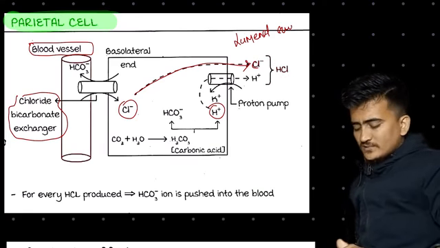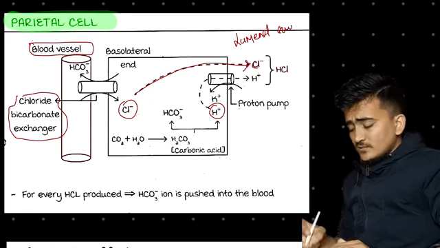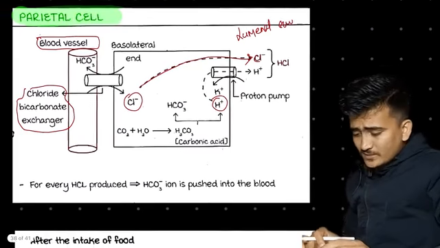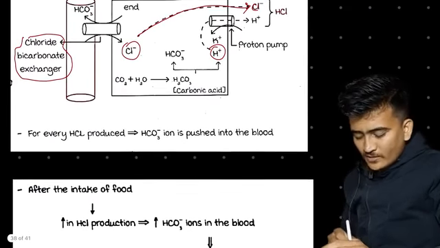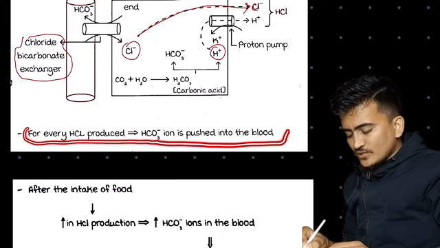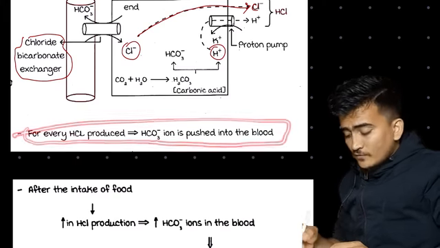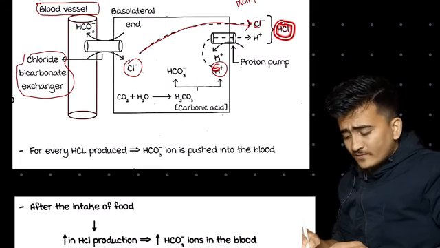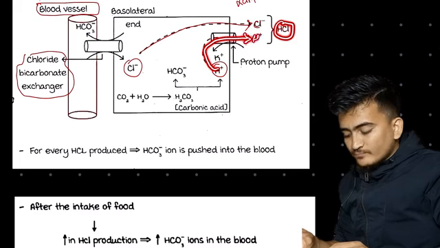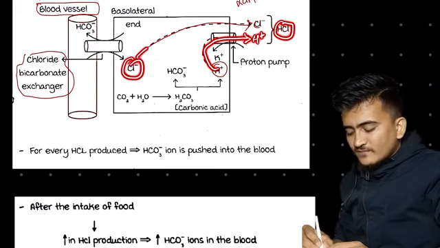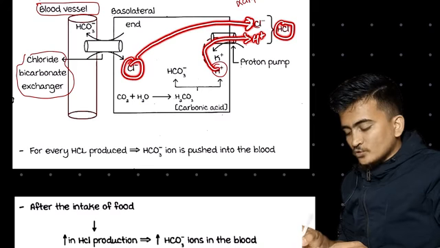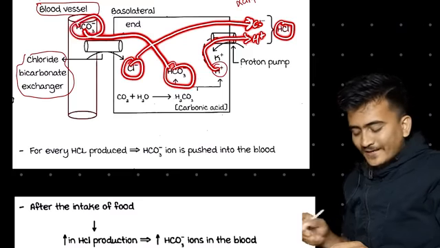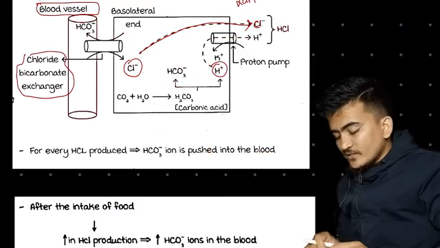This is what is happening in parietal cells. Now there is one important point written here. For every HCl produced, HCO3 ion is pushed into the blood. That means for every proton being pumped into the luminal surface, or for every Cl minus ion being brought into the luminal surface, there will be an HCO3 ion carried to the blood vessels, pushed into the blood. So this is the fact.